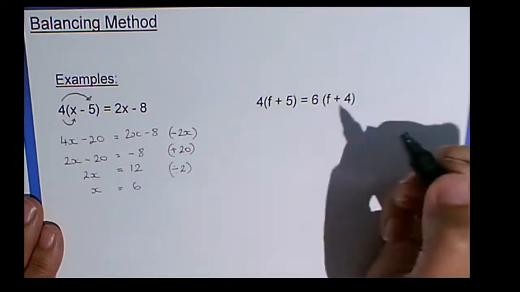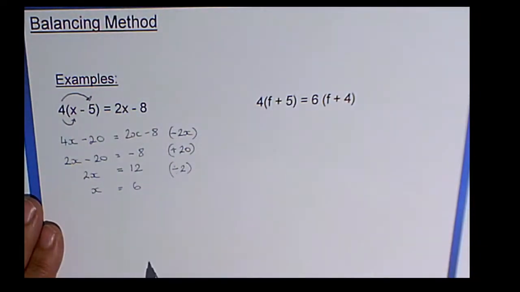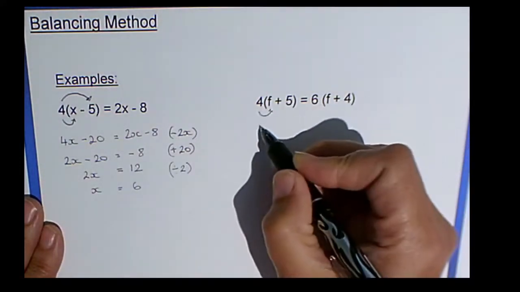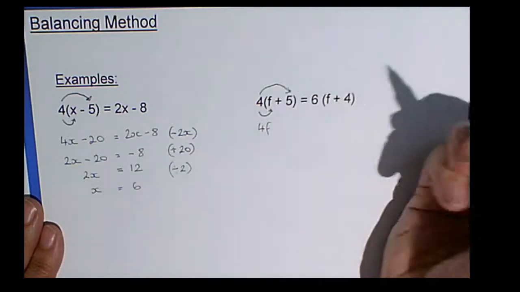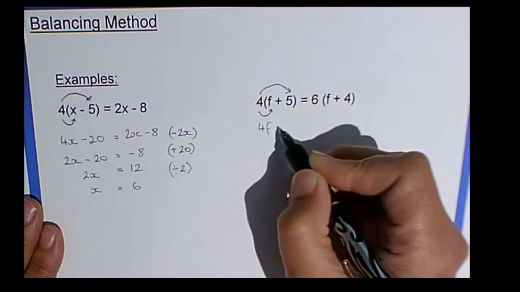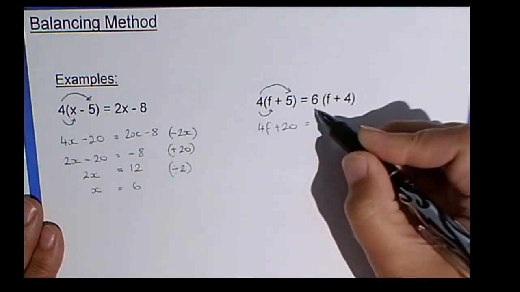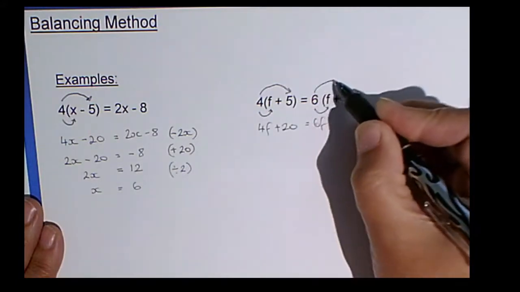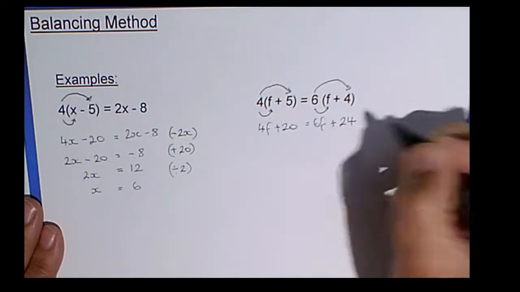Okay, the second example. This one has brackets on both sides. So we're going to need to multiply out the brackets from both sides before we start. First term gives us 4f, and we go back and multiply the second term. So remember, it's always multiplying, so that's plus 20 this time. Then on this side, 6 times f is 6f, and 6 times positive 4 is positive 24.